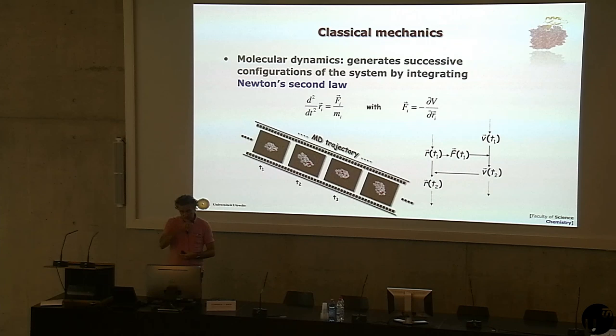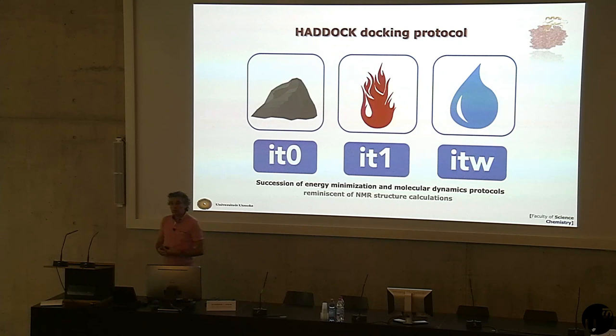Now, the docking protocol in HADDOCK consists of three stages. In the first stage, we treat the molecule as rigid, rock solid. And we are going to do an energy minimization here to bring the molecules together based on the data that we put in. In the second phase, we're going to heat up the system. So we do some kind of simulated annealing protocol, higher temperature, and then cooling down slowly. And at that stage, we introduce flexibility.